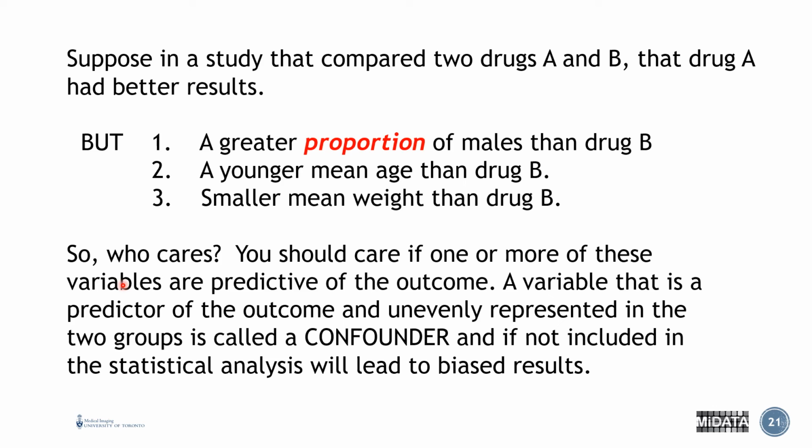So you're going to say, well, so who cares, right? You should care if one or more of these variables are predictive of the outcome, which is often the case, right? Weight, age, male, female. Now, a variable that is a predictor of the outcome and unevenly represented in the 2 groups is called a confounder. And if it's not included in the statistical analysis, it will lead to biased results.